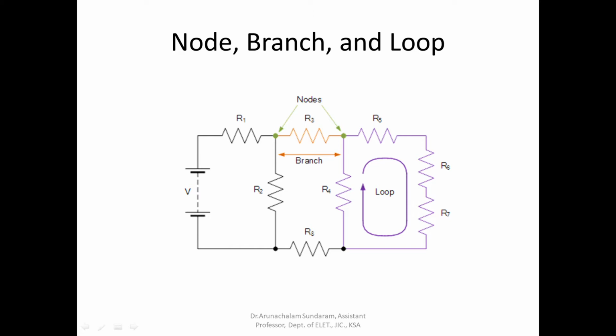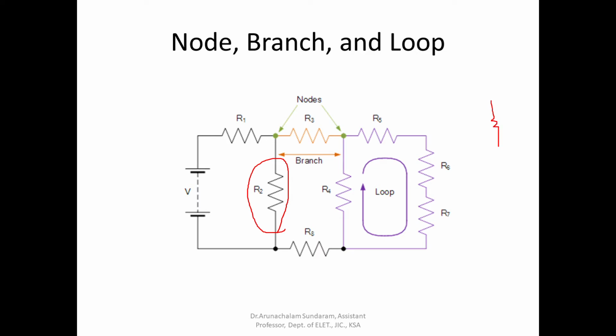Now I'm going to teach you a branch. Each element here is a branch. R2 by itself is a branch. R4 is a branch. R8 is a branch. So if you draw an element like this, then this becomes a branch.